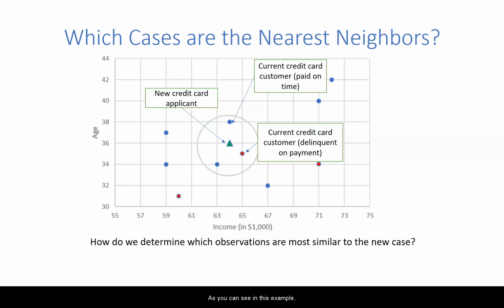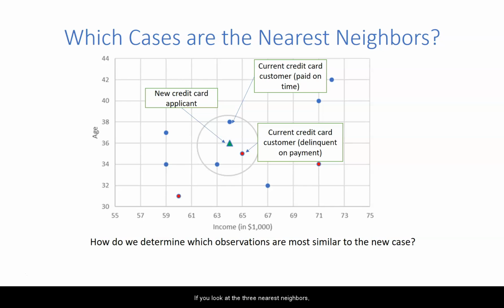As you can see in this example, close neighbors are selected based on their distance to the case. If we use the 3 neighbors within the circle, how can the bank decide whether the new credit card application should be approved or denied? One simple way is to find out the probability of the new customer to be delinquent on payments based on the behaviors of the current customers that are like the new customer.